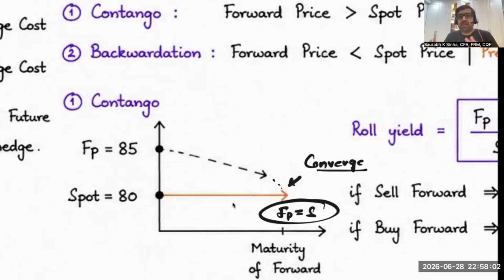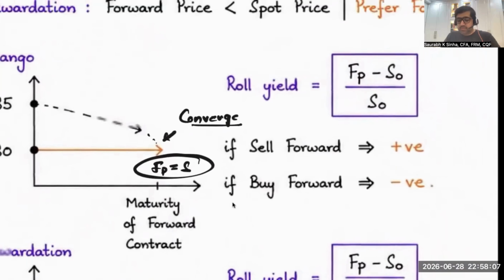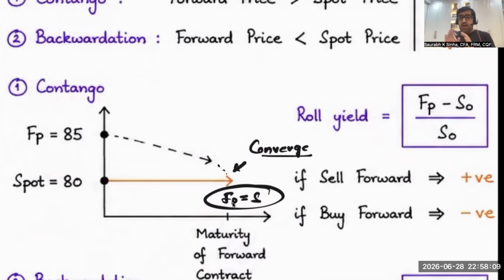This will happen. Nobody can stop it. Inevitable, right? Now, if you have sold the forward contract, then what is happening? The forward price is declining, and at the maturity, it is equal to what? 80. Will you make profit or loss? Or have you made profit or loss? Profit, because you were selling the forward contract, you were betting on the downside movement, and that happened.